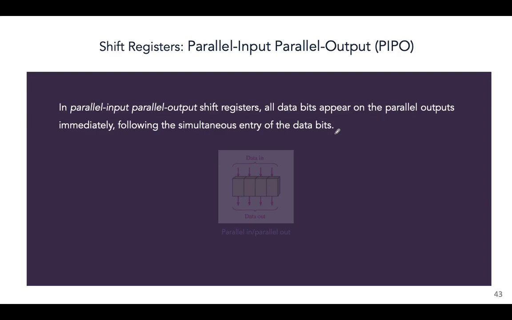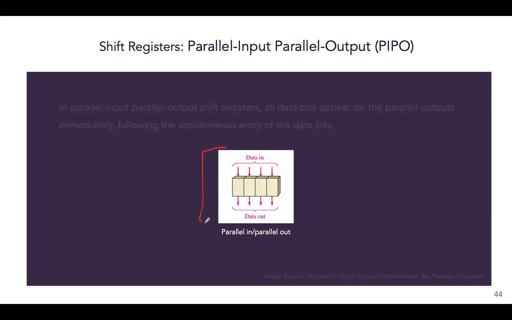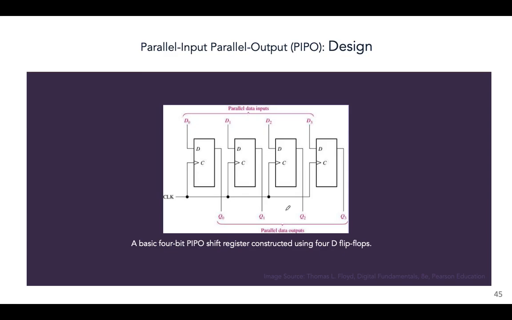All right. Finally, PIPO, parallel input, parallel output. So the data goes in at the same time, all the bits come out at the same time. Very simply, this is how it looks. All the data going in at the same time, and the bits coming out at the same time. This is the design of a basic PIPO register, again designed using D flip-flops.